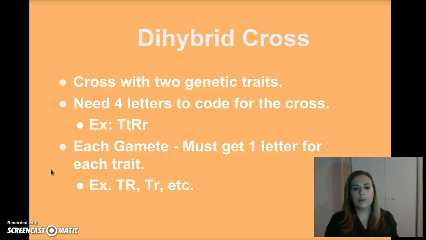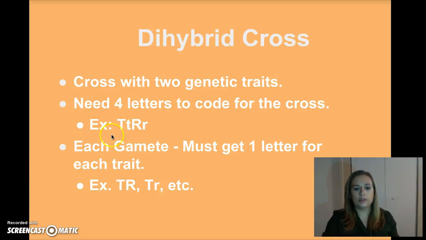But with the dihybrid cross, you do need 4 letters to code for this cross. So you're looking at 2 traits. Each trait has 2 alleles. So here you've got the example capital T, capital R, little r. So each gamete gets 1 letter for each trait. So you have 2 traits, so T and R, and then you've got the 2 different alleles. So you've got to make sure that you give each gamete 1 letter for each trait.